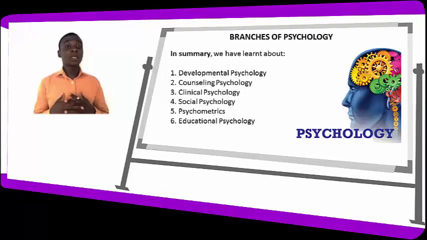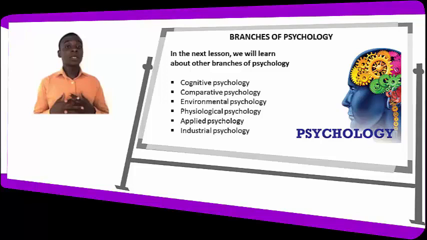In summary, we have learned about the branches of psychology. We looked at developmental psychology, counseling psychology, clinical psychology, social psychology, psychometrics, and educational psychology. So in the next lesson, we'll learn about the other branches of psychology. We would look at cognitive psychology, comparative psychology, environmental psychology, physiological psychology, and also applied psychology and industrial psychology. These other branches, which we were not able to cover in this lesson, we'll try to cover in our next lesson.